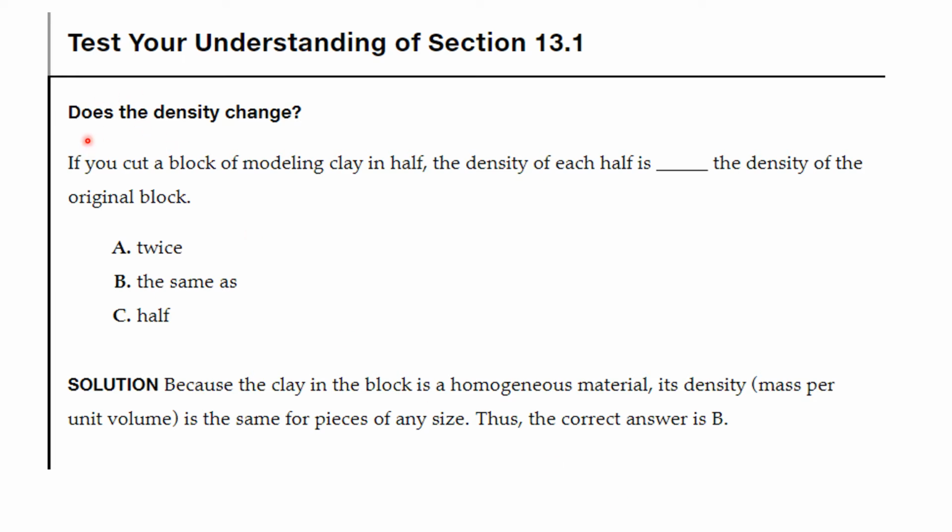So here's a test your understanding. If you cut a block of modeling clay in half, the density of each half is blank. You have to pick one of these. The density of the original block. Well, because the clay in the block is homogeneous, that means it's the same throughout, its density, mass per unit volume, is the same for pieces of any size. Therefore, the correct answer is B.